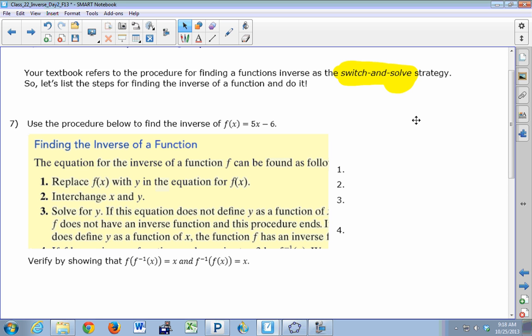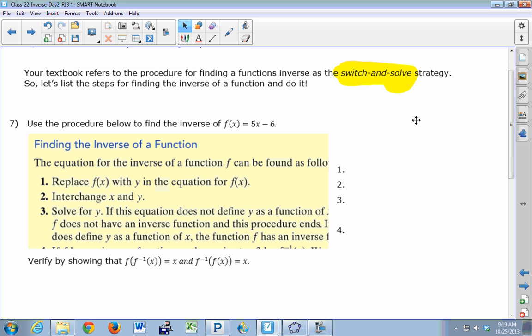Here's our original function, f of x equals 5x minus 6. Is it going to pass the horizontal line test? Yeah, because it's a straight line, always increasing. So every time I have two different x's and I plug them in, I'll get two different outputs. So this is going to have an inverse that's a function. Let's see how we find it.